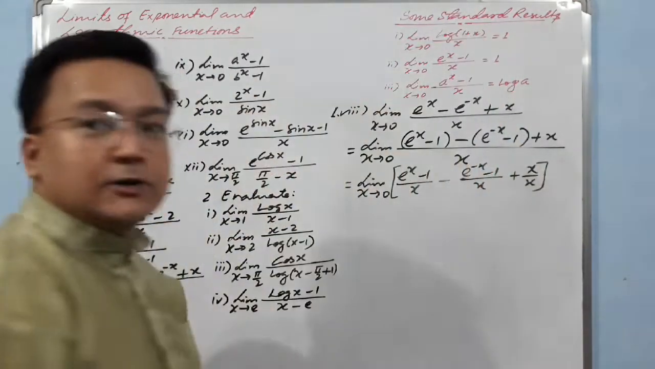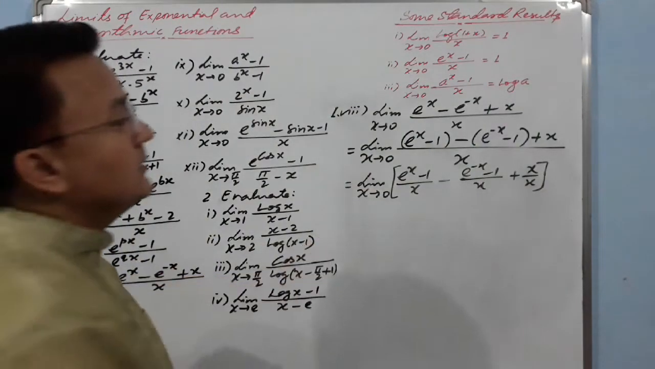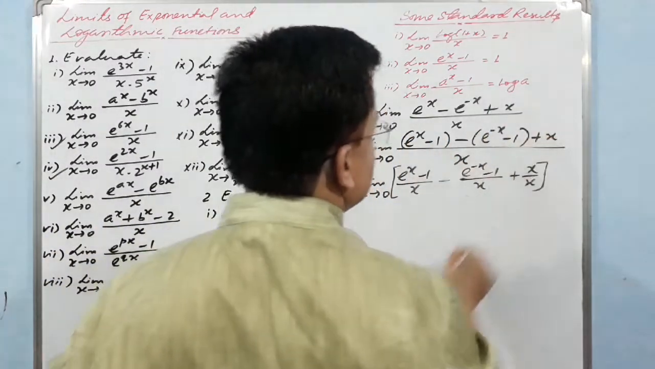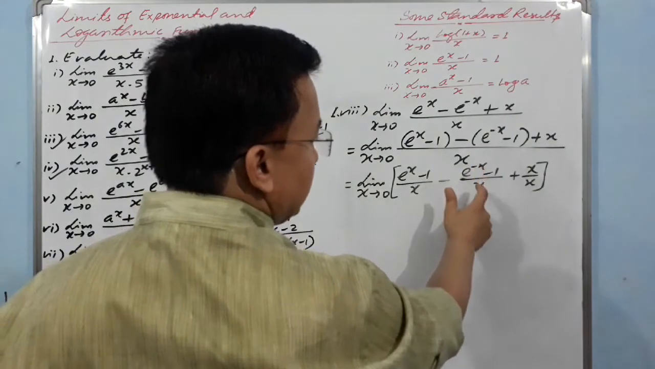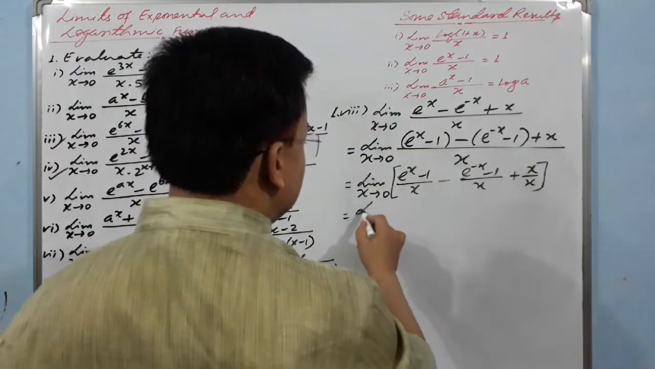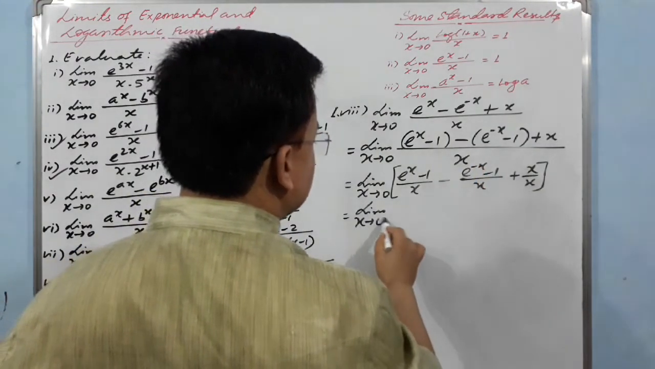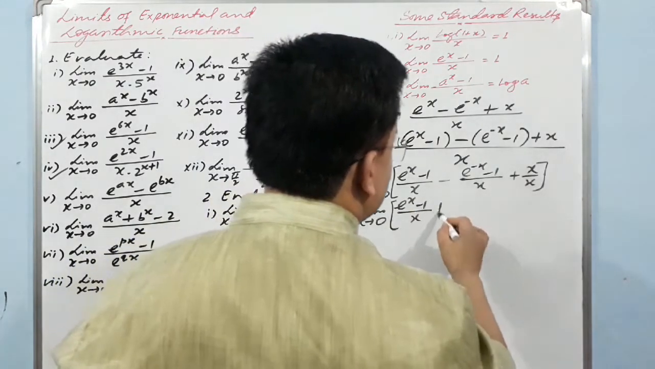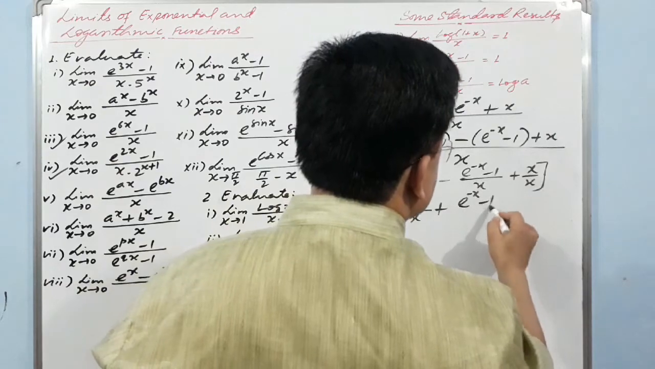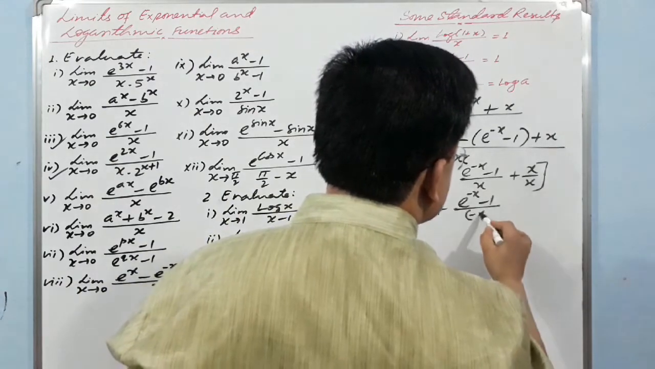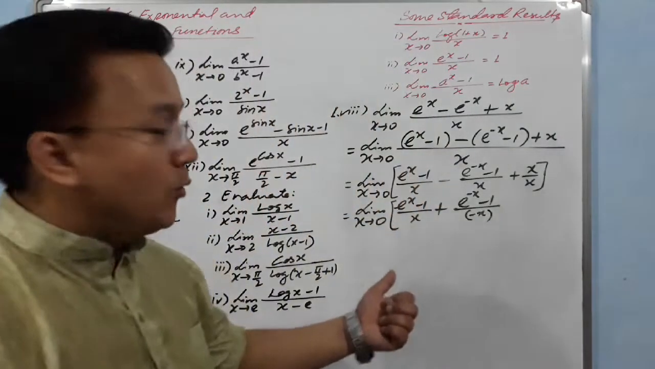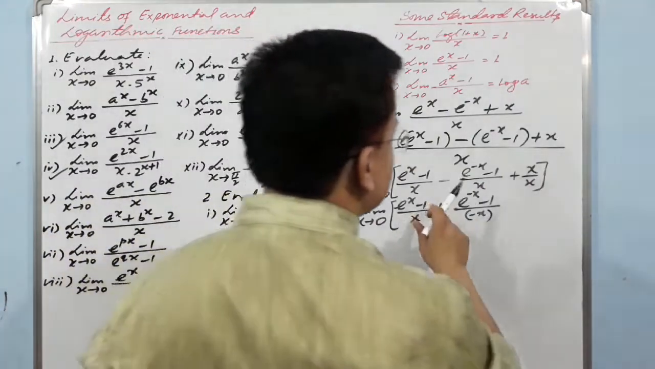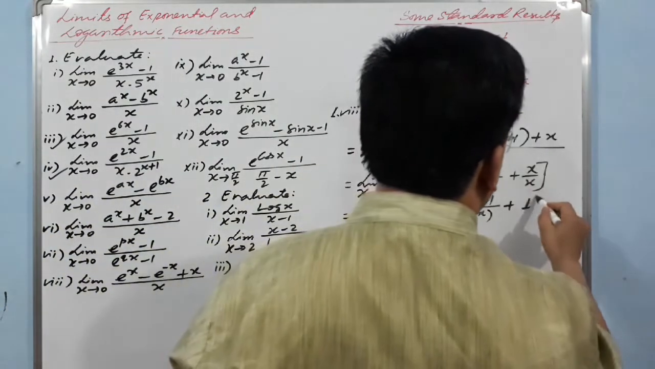Alright, so I don't think you have any problem now. This upon this, this upon this. But here it is negative, so we also need the negative sign. See how I arrange it: e raised to power x minus 1 over x plus e raised to power minus x minus 1 over minus x. Any problem? No problem. So minus, plus, and plus 1.